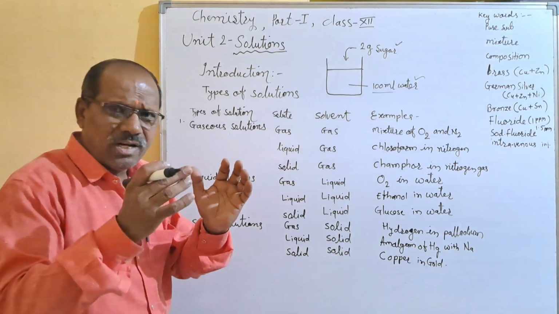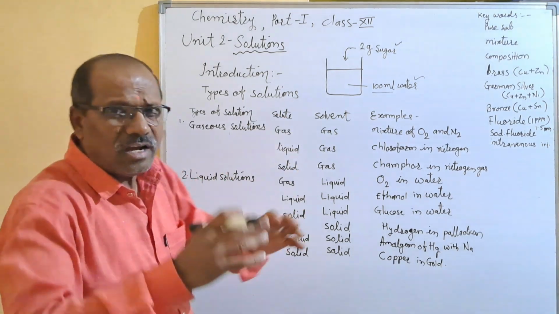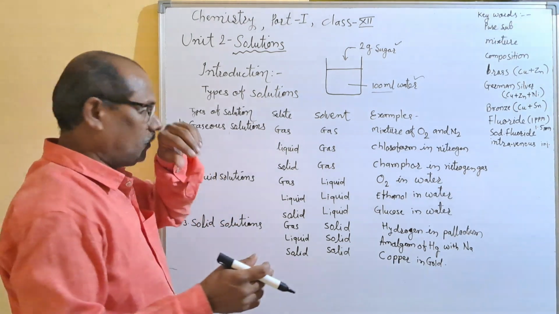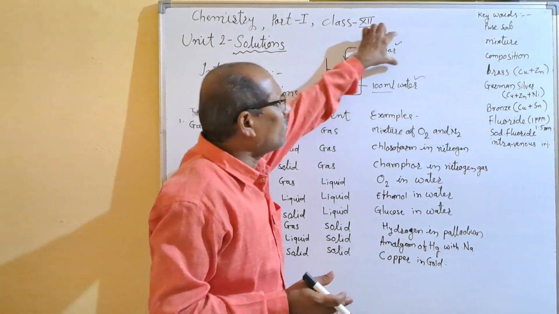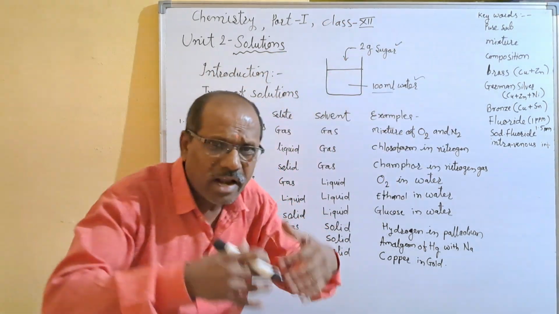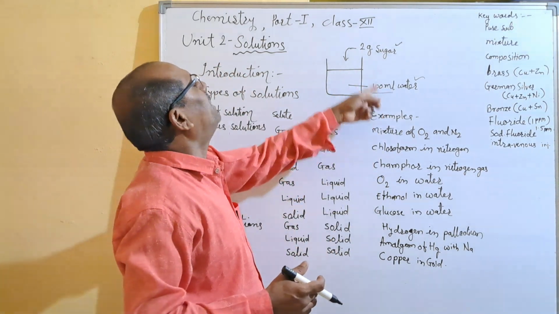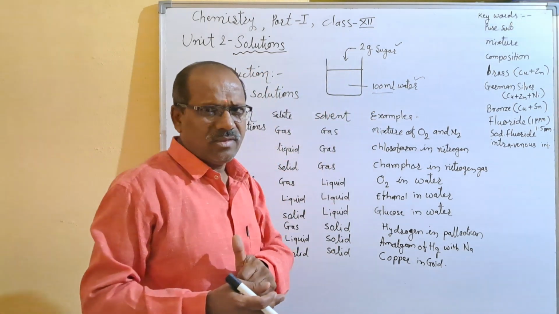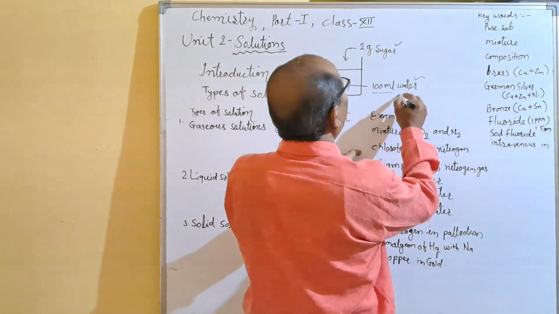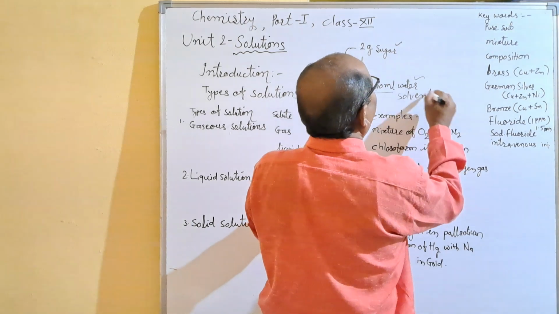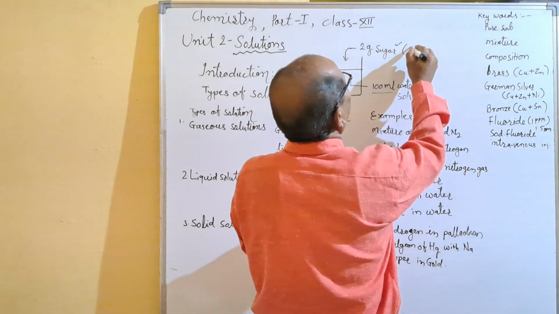Solution is nothing but a mixture of two or more than two substances in different compositions or proportions. In this case, one substance is in a lesser quantity and another is in a larger quantity. The substance which is in a larger quantity, it is 100 ml, it is 2 gram, hence it is a larger quantity. The substance which is in a larger quantity is called solvent, and the substance which is in a lesser quantity is called solute.